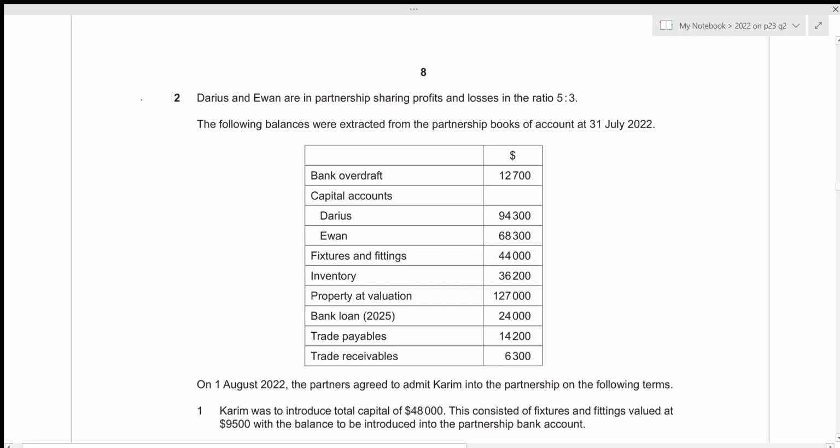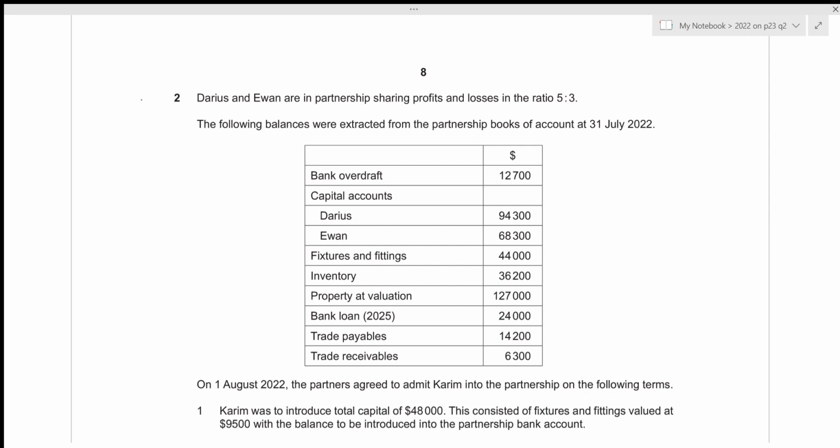Hi everyone, in this video we will be going over A-Level Accounting 2022 October-November paper 2-3 question number 2. This is a structured paper 2 which consists of 4 questions. 2 of them are of 30 marks and 2 of them are of 15 marks, and we're also given a total time limit of 1 hour and 30 minutes.